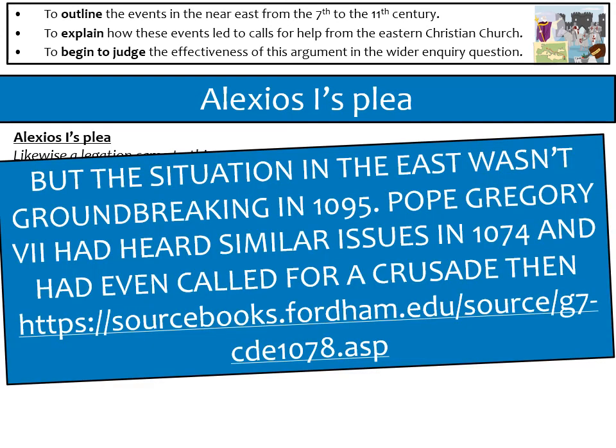But the situation in the East wasn't groundbreaking in 1095. You know, we know that this has been going on for a number of decades, and Pope Gregory VII, for example, had heard similar issues in 1074, and he'd even called for a crusade then, but he didn't spread the message very widely. So we can't necessarily say that it's just down to Alexius I's plea. You can go on the Fordham Internet Medieval Sourcebook and have a look at that particular link.